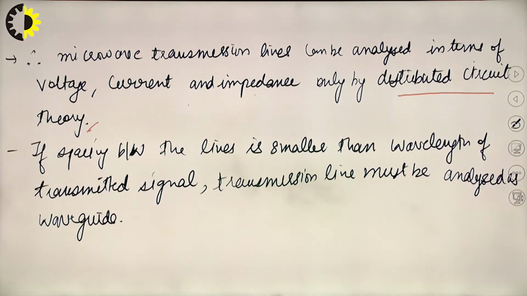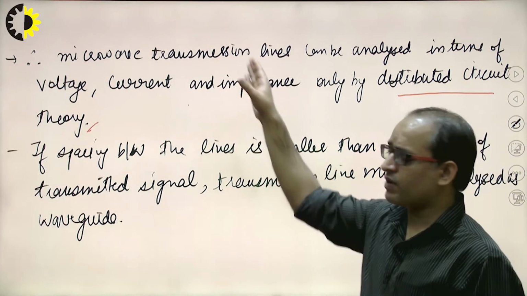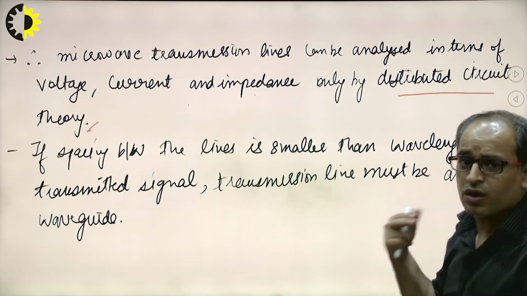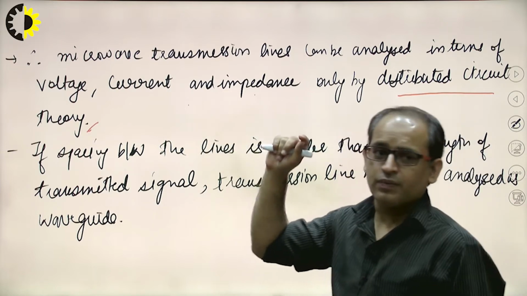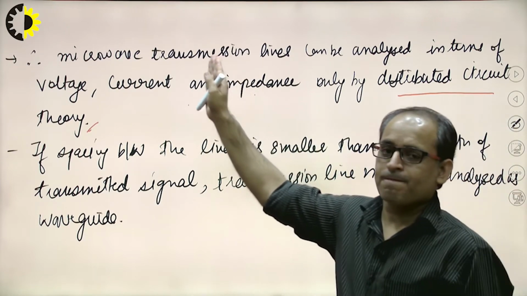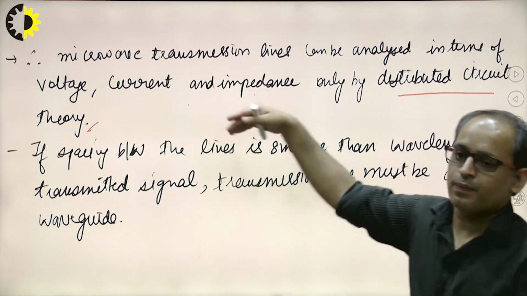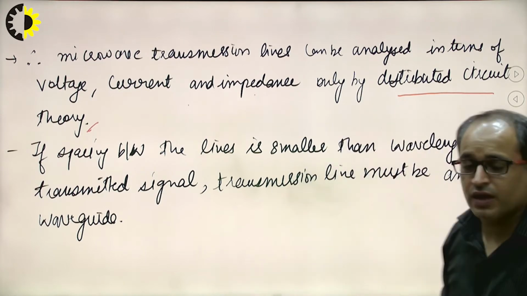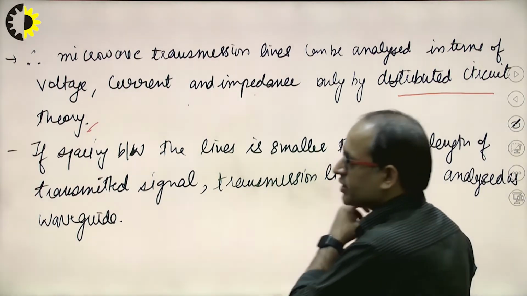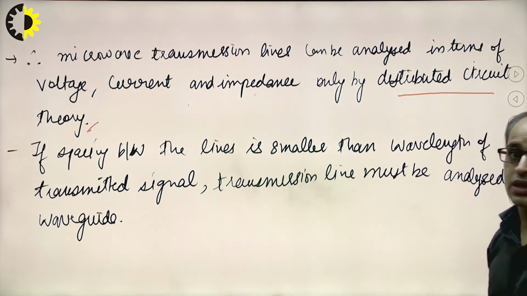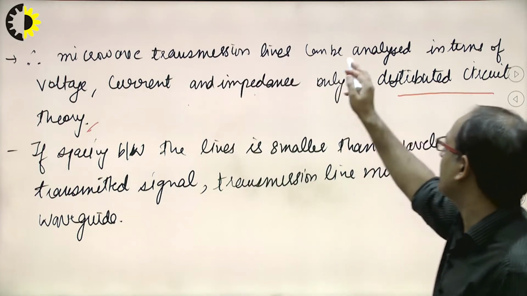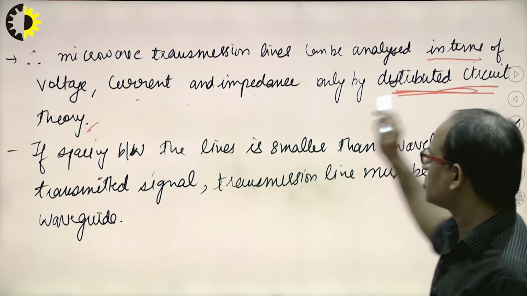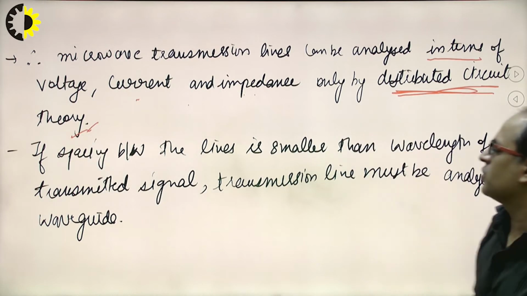Or I can say that when the very high frequency is traveling along the transmission line, at that time we calculate or concentrate on the field, meaning the electric field and the magnetic field, and these electric and magnetic fields are related to the voltage and the current by the Maxwell equations. That's why I can say that this microwave transmission line can be analyzed in terms of voltage, current and impedance only by the distributed circuit theory, clear.